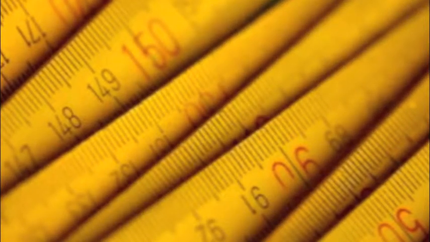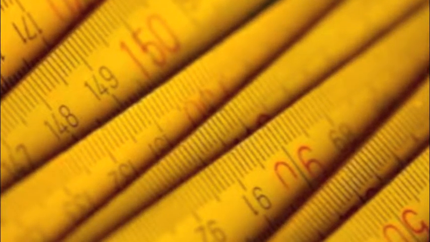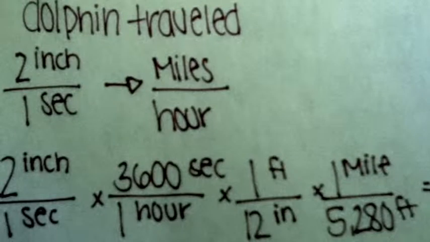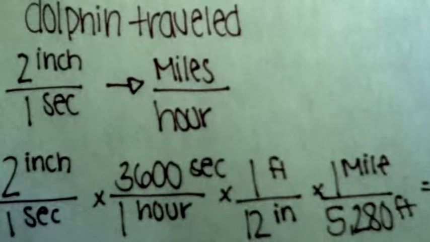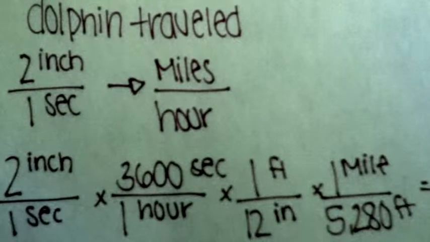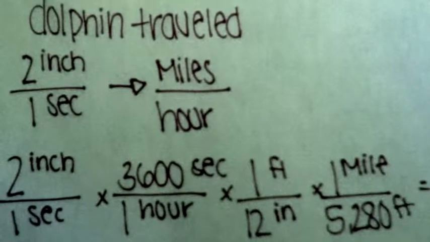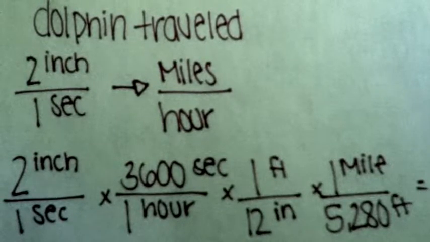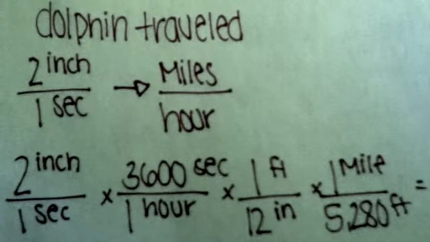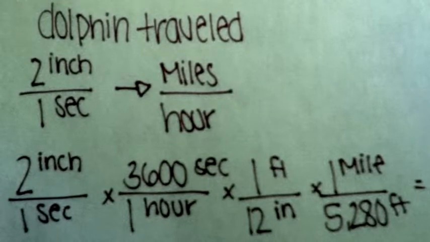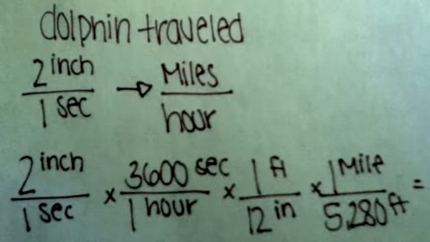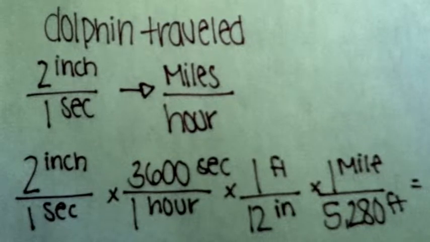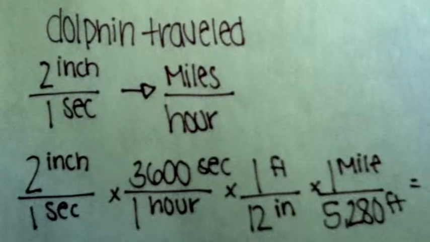The second thing marine biologists use is converting units, for example, from the English to metric system or from inches to feet. For example, in this problem here, let's say a dolphin travels at 2 inches per 1 second, but the scientist wants to know how fast this is in miles per hour. To do this, you take 2 inches per second and multiply by 3,600 seconds per hour. This changes our units of seconds to units of hours. Next, you need to divide by 12 inches per foot to change the units of inches to units of feet. Finally, divide by 5,280 feet per mile to change the units from feet to miles. The number you are left with is now the units in miles per hour.